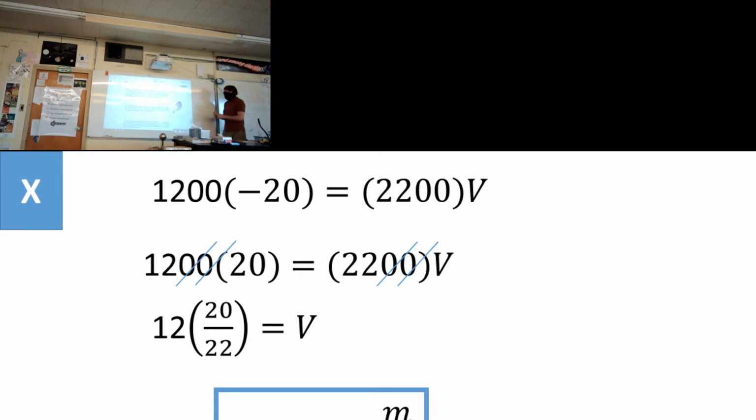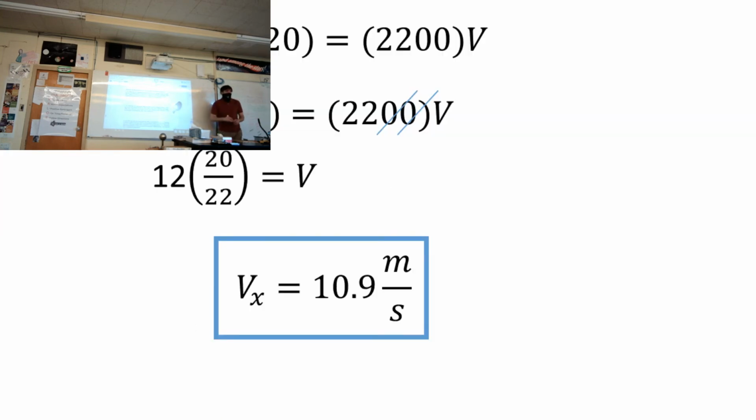Now you want to solve for it, so you divide both sides by 2,200. I'm going to cancel some zeros before I divide, because that's easier. I'm going to divide by 22 because 22 is all that's left on this side. You get 12 times 20 divided by 22. 20 divided by 22 is almost 1, a little bit less. That's times 12, so it's probably something like 10.9 meters per second, roughly. If you have a calculator, you can check that. I do not, so that's approximately 10.9 meters per second.